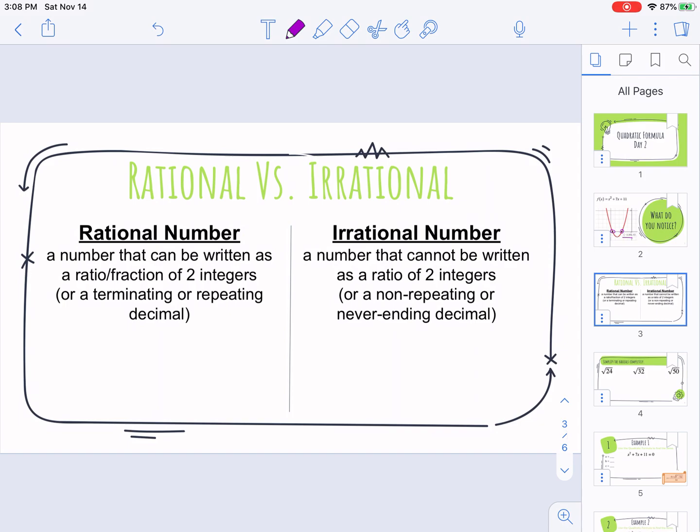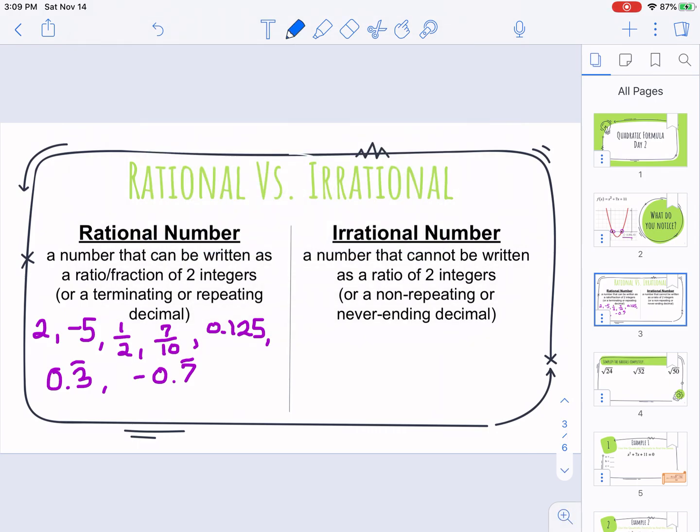A rational number is a number that can be written as a ratio or fraction of two integers, or a terminating or repeating decimal. Some examples of this are 2, -5, a ratio of two numbers, so 1/2, 7/10. A terminating decimal is a decimal that ends, so 0.125, that's a rational number, or a repeating decimal, so 0.3 repeating, -0.7 repeating, things like that.